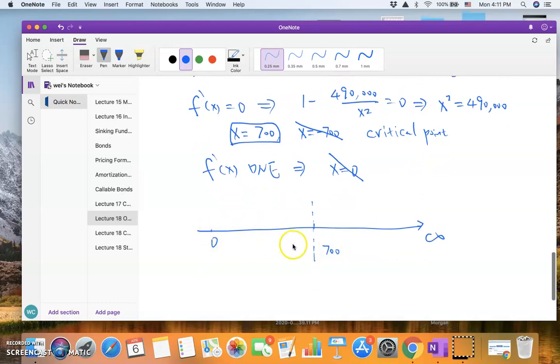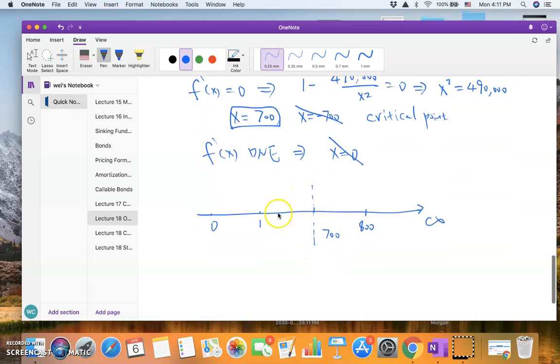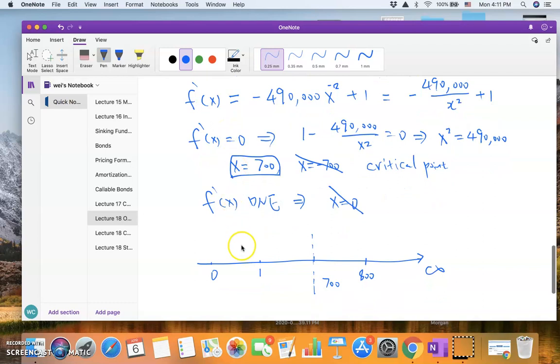Now this interval is divided into two intervals by 700. On each interval, we choose a random number. Let's see, here I choose 1, here I choose 800. And next, I plug each test point into the first derivative. If the first derivative is positive, then the function is increasing. If the first derivative is negative, then the function is decreasing.